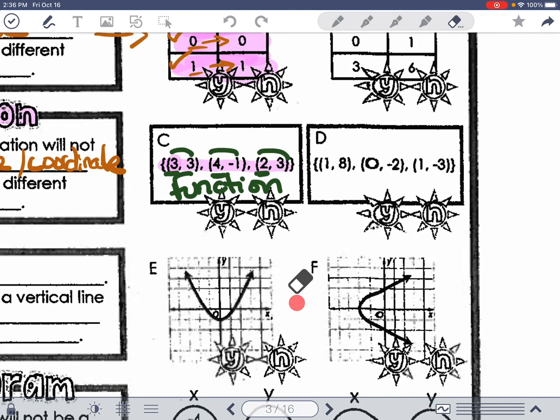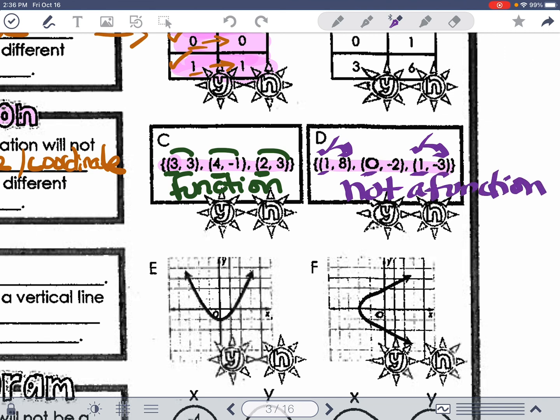So let's look at example D. Let's focus on our x values in this set of ordered pairs, which would be 1, 0, and 1. Uh-oh. 1 shows up twice and it's paired with 8, and then the next time it's paired with -3. So that's not a function. So that would be a no. This one would be a yes.